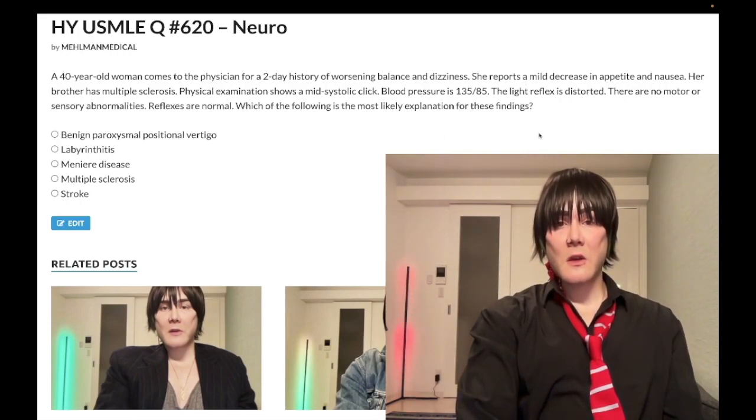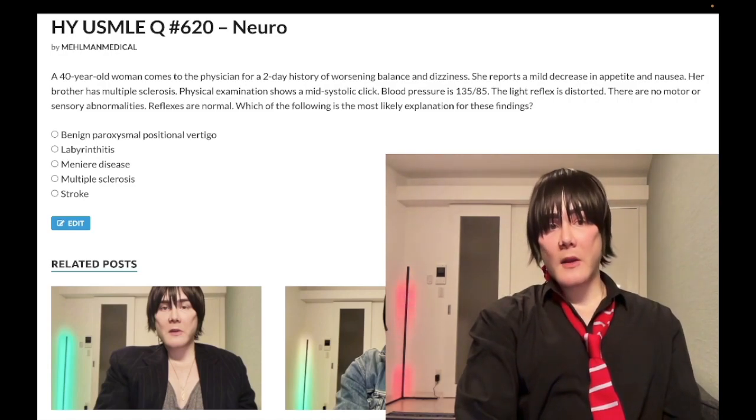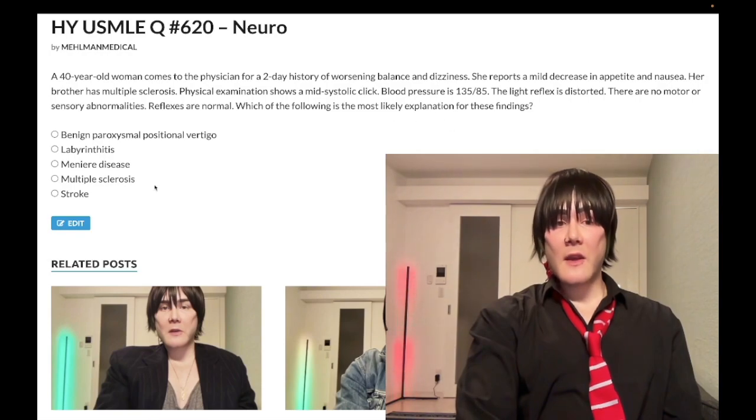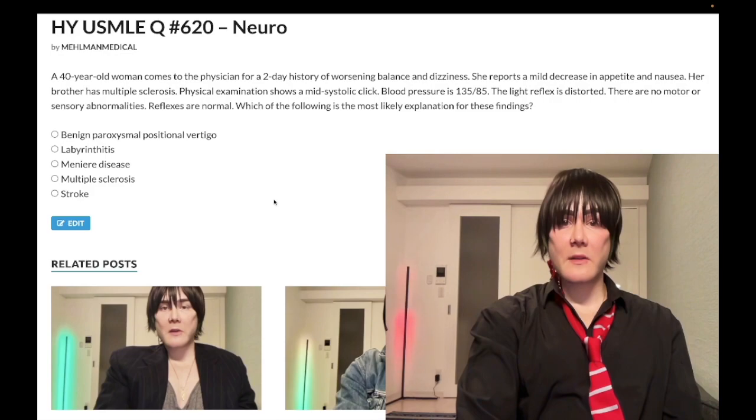That's labyrinthitis. You say, well, what about vestibular neuritis? It's pretty much the same. I mean, we can speculate that labyrinthitis could have tinnitus and vestibular neuritis doesn't. But the answer here is labyrinthitis, same as the NBME question. There's no tinnitus in that stem.